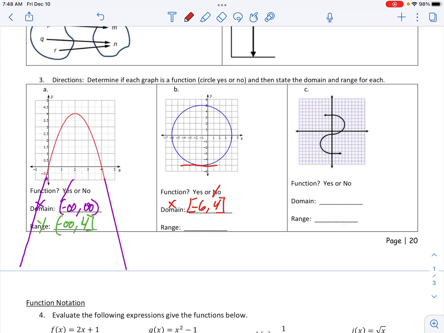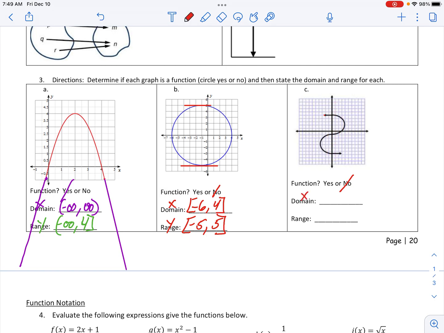For the range, I don't need to go way down to negative infinity to see where this graph starts. I just need to look down here at negative 5, and I need to just stop up here at a positive 5. So the y values that are needed to make that graph are from negative 5 to 5. And because it is solid, I'm using my brackets. And for this last one, letter C, it is also not a function because it fails my vertical line test right along here.